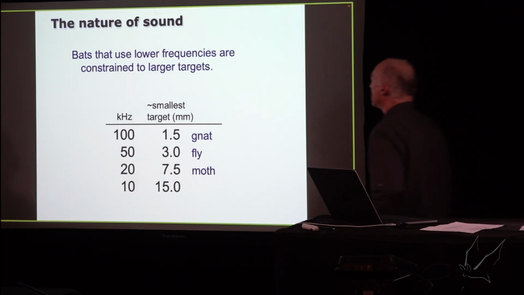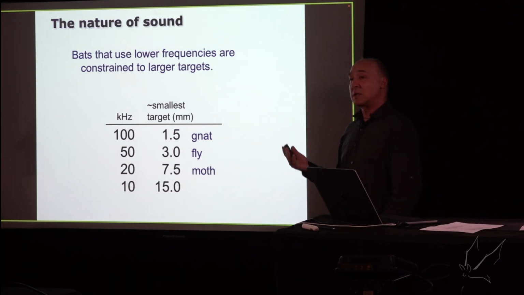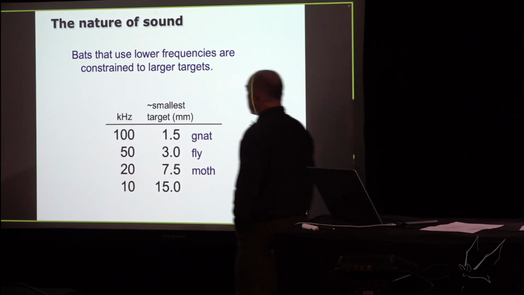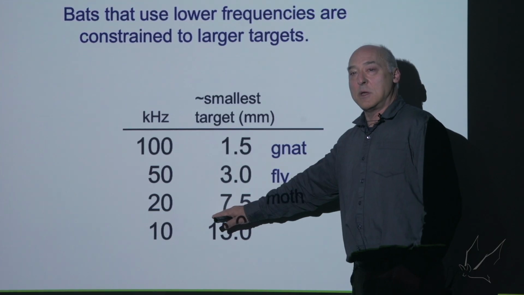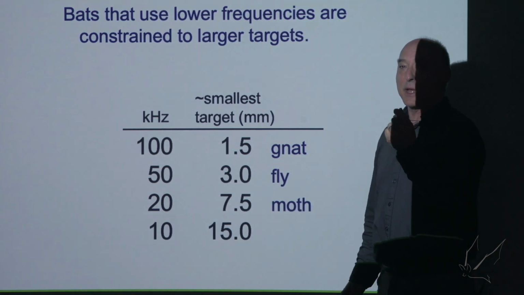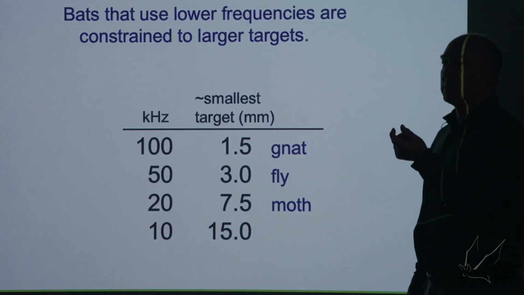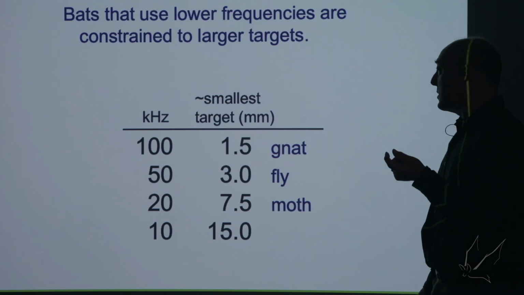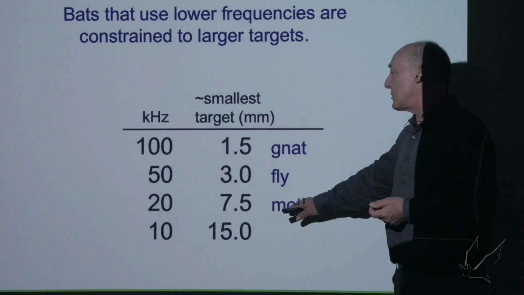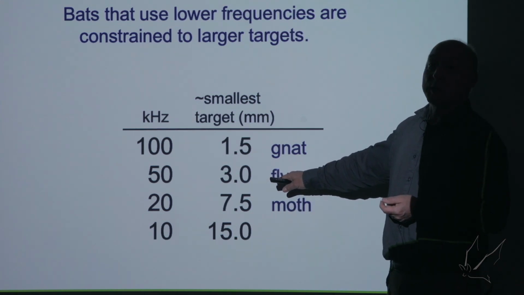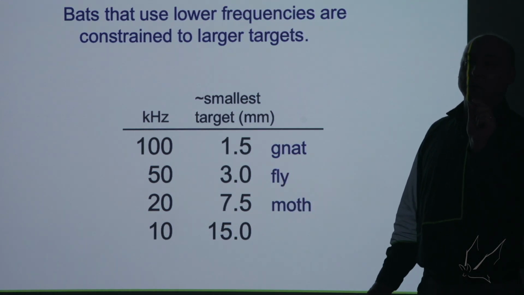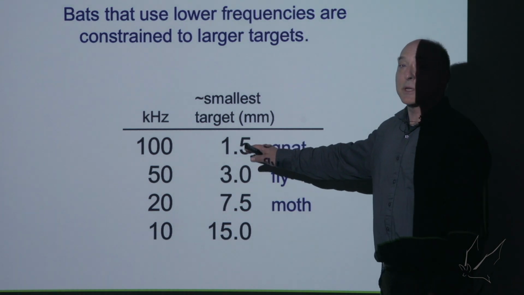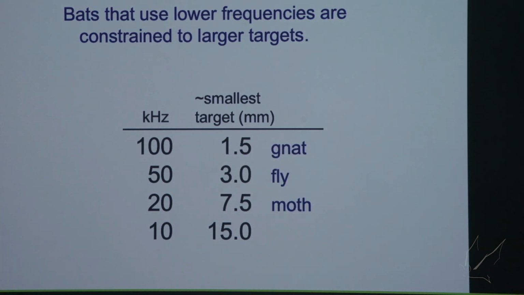And if we look at some of the frequencies that bats use, here's our 20 kilohertz. That's the upper range of human hearing. That's going to give you a wavelength on the order of about a third of an inch. So that would be limiting you to like medium-sized moths or beetles. And you go up to 50 kilohertz, and then you're down to the size of a fly. And you go up to 100 kilohertz, as some of our bats do, you're getting down to like 1.5 millimeters size that you can get an echo off of.